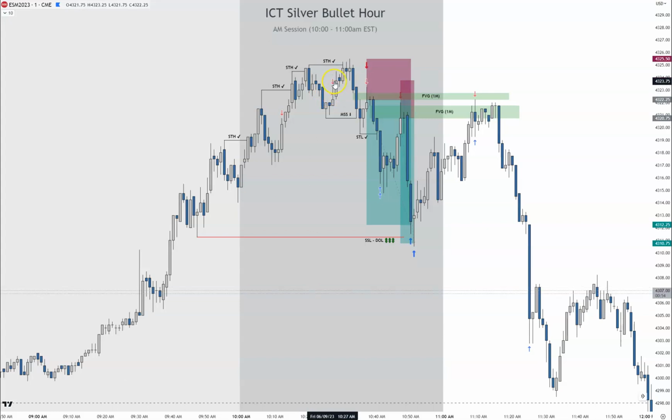Well, guess what? I have major drawdown. From here all the way to here, let's just measure it. From here to here, I had almost 6 handles of drawdown. So then, market structure shift right here, and then you see this one. Where do I take my order? Right here, right at the fair value gap. Just like I said.